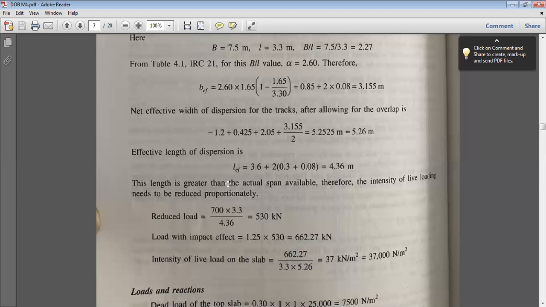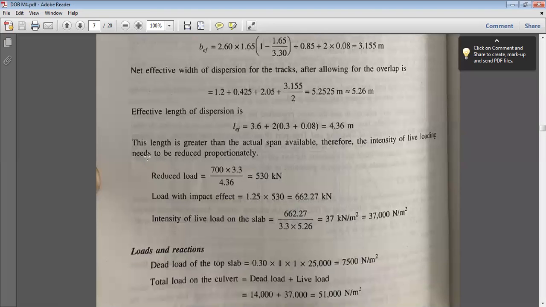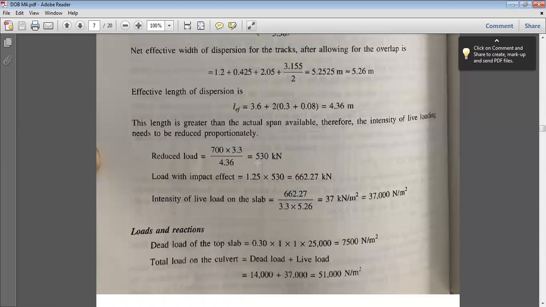So if your class AA tracked vehicle is standing on the box culvert, it goes out on both the sides, because 3.3 meters is only your box culvert, right? So I have to consider only the load of the vehicle along the length which is acting for 3.3 meters, not which is acting for 4.36 meters. So I will calculate the reduced load, because on both the sides the vehicle is going out of the box culvert, so that much load I will neglect. So the reduced load is 700 kilonewton, the weight of IRC class AA tracked vehicle, times 3.3 by 4.36. So 530 kilonewton only I should consider.